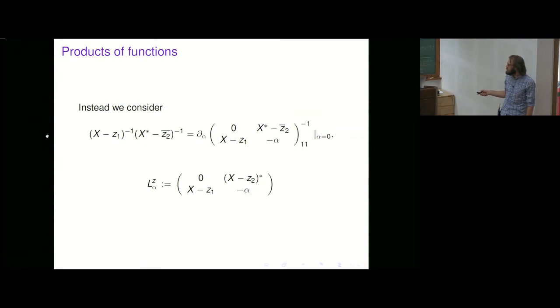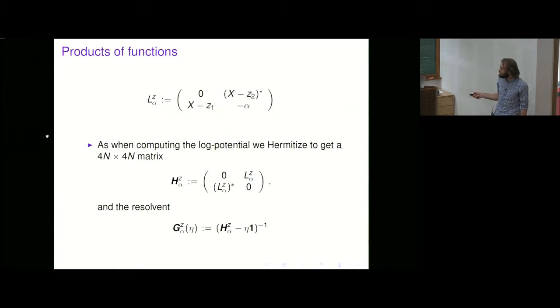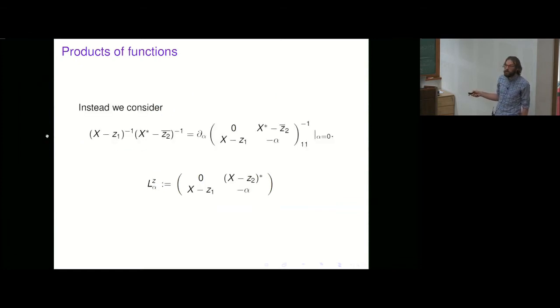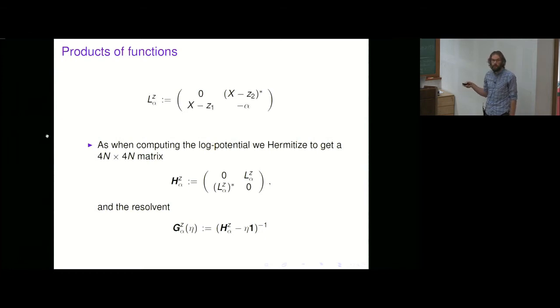Okay, so now I'm just going to introduce this matrix. This will be the linearized version of the product of two matrices I want to take. If I take the inverse of this matrix, then I can read off the products that I'm interested in, namely this, as the 1, 1 entry of it. So here's the matrix once again. And just like when we computed the log potential, we'll consider some Hermitian version of this matrix. So I now have a 4n by 4n block matrix, which I call H. I take this linearized version and then its conjugate. If I take the inverse of H, using this computation again, I can read off the product of two matrices as, I think, the 3, 1 entry of this matrix.